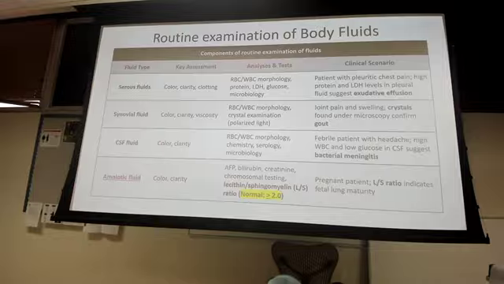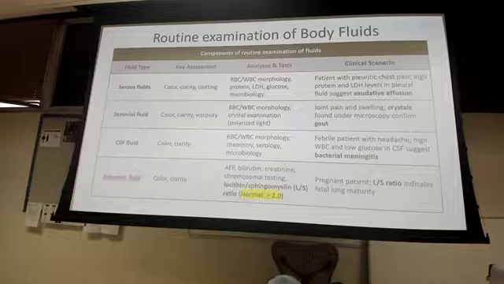For synovial fluid, we're looking at color, clarity, and viscosity. We will also run the same tests, but we will do an additional examination for crystals. And y'all remember those two crystals we talked about before for gout? Where are they? Mono. Y'all don't see that here.